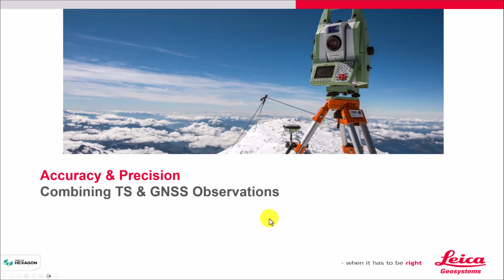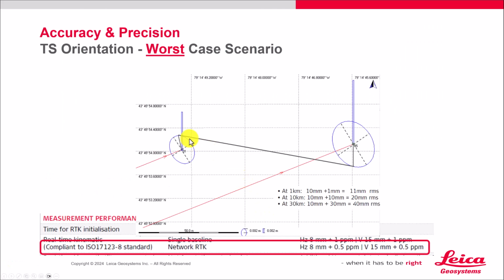Now let's combine total stations and GNSS, where it gets kind of interesting. So this is a point we set with GNSS and another point here, and they have different errors resulting. So we're going to look at what would happen if we set up on these two with a total station or a robot. I like to look at the worst case scenario.